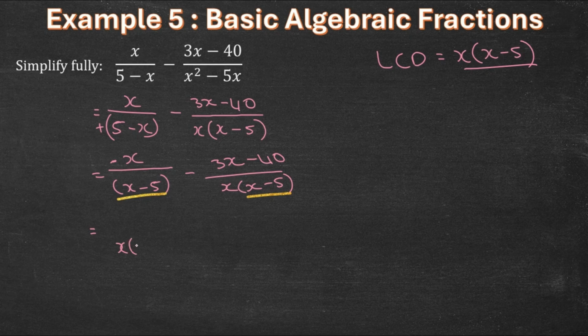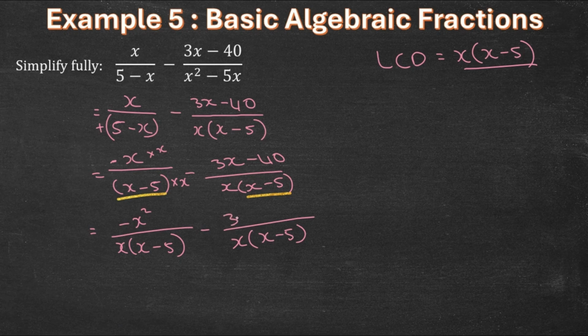So x minus 5. And what did I do with this denominator to get to this? I had to multiply by x. So I have to multiply by x at the top. That will give me negative x squared. And in this fraction, the denominator is already the same as the LCD. So I just rewrite this whole fraction as is.